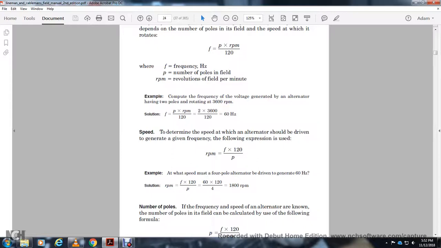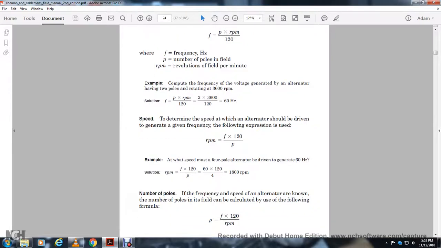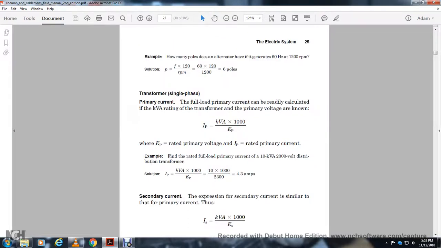The number of poles can also be calculated from the frequency and the speed of the alternator. The number of poles is equal to the frequency in hertz times 120 over the revolutions per minute. How many poles does an alternator have if the generator produces 60 hertz at 1200 RPM? You have 60 hertz times 120 over 1200, which gives you 6 poles.